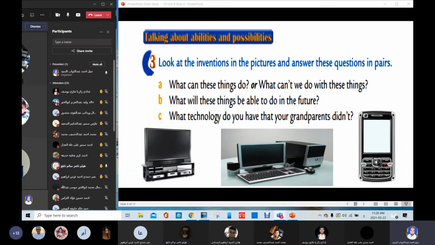Okay. Now, what will these things be able to do in the future? Talk about the future. If you have a TV or a computer, a new mobile phone in the future, what will it be able to do in the future? For example, a TV will be able to broadcast 4K or 3D pictures. We can use the TV in the future. The TV will be able to make phone calls or to make video calls.